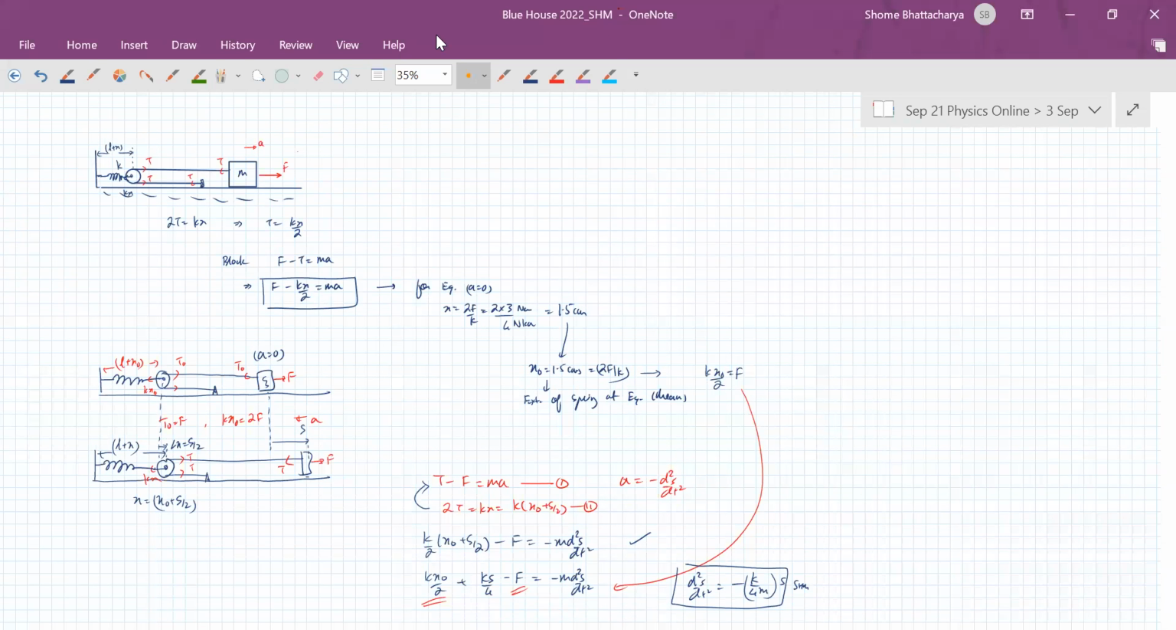The block will go to a maximum displacement from the starting point of 3 plus 3, 6 centimeters. But the spring during that time will go to a maximum extension of 1.5 plus 1.5, that is 3 centimeters. So x maximum will be 3 centimeters, but the amplitude of SHM will also be 3 centimeters. The range of motion of the block will be 6 centimeters from the left extreme to the right extreme.